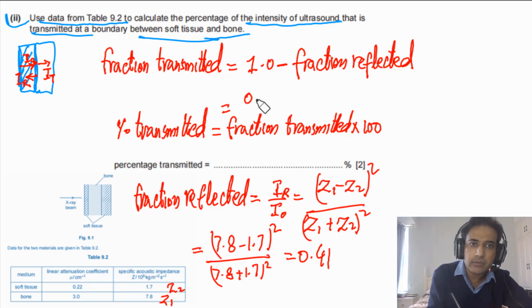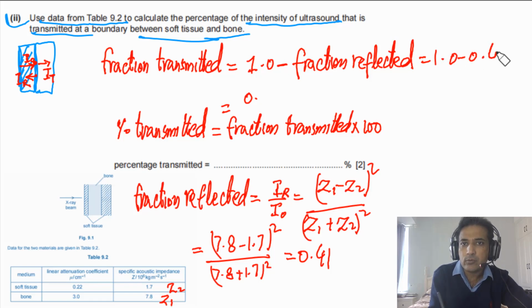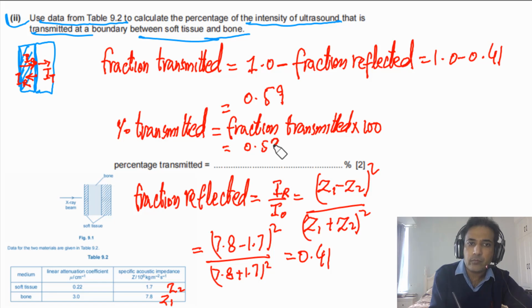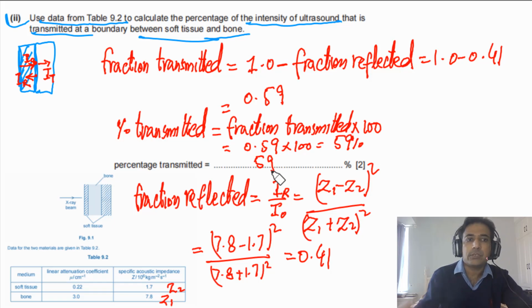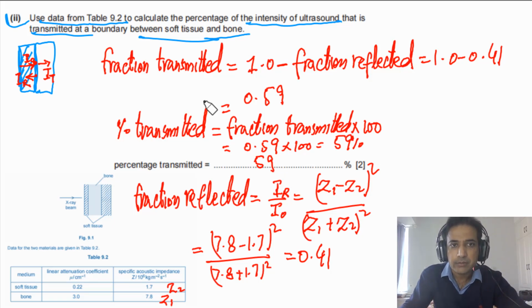So this is 1.0 minus 0.41, so we will get 0.59. If we multiply 0.59 with 100, we will get 59%. So simply we can say this is 59%. So this is how you need to answer this question.